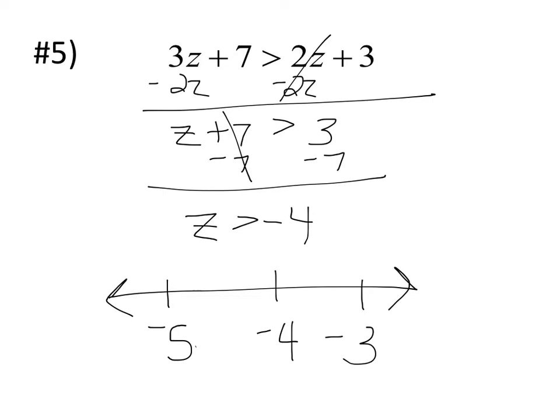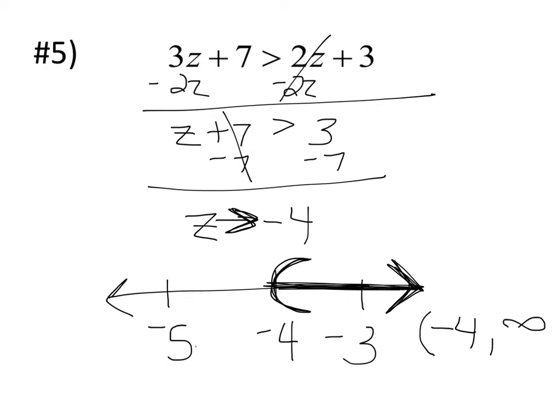Now, my variable's first, so I'm going to go ahead and shade the direction the arrow is pointing. Remember, this looks like an arrow if I put a line right there. So it is going to be a parenthesis because it is just a greater than symbol. And I'm going to shade this way because that's the way the arrow is pointing. So it's a parenthesis, negative 4, and it goes on forever to positive infinity. And positive infinity is always a parenthesis. So it's from negative 4 to positive infinity.